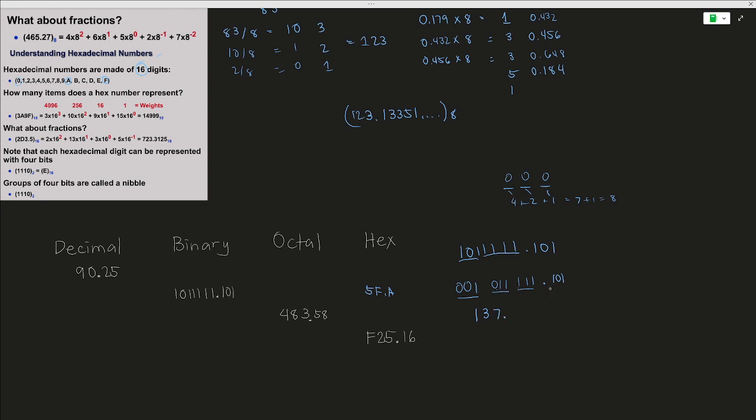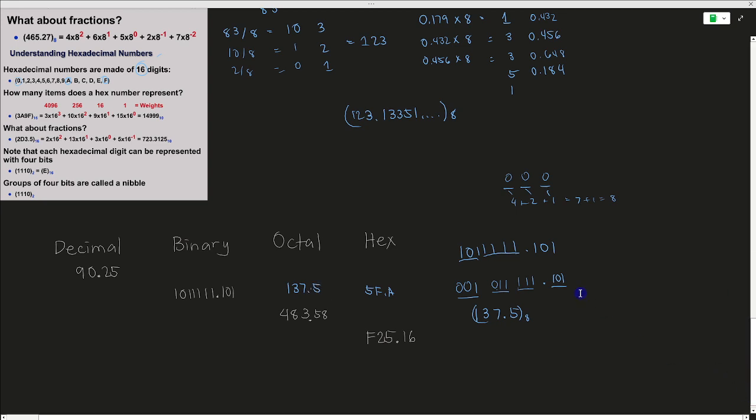So, 137 point, what is 101? 1, 2, 4, 5. 5 nyo. So, this is simply 137.5 na base 8. So, check natin ngayon yung 101111. Here you go. Convert to octal. 137. Ayan. So, very good. We have 137.5. Okay? So, yan yung octal niya.